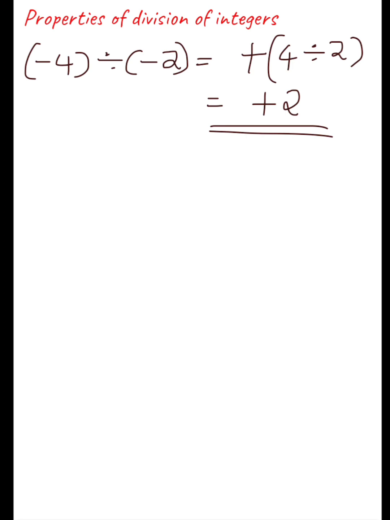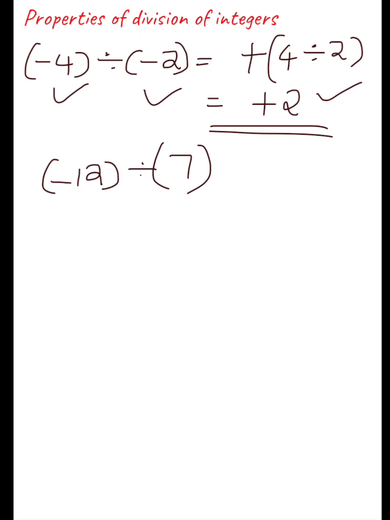So here what is the closure property? If we are taking two integers and when we divide them, the answer should also be an integer. So for this, we can say that closure property is satisfied. But let's take another example. I am taking minus 12 and dividing this minus 12 by 7.